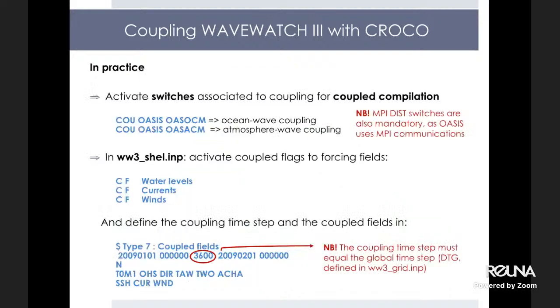In practice, how to couple WaveWatch with CROCO. So within WaveWatch, you need to activate some switches. It's the pre-compilation keys I talked about earlier. So you need to activate these different keys that are Oasis, and OASOCM or OASACM for the ocean wave or ocean atmosphere coupling. And you need to be in MPI. Then in the shell.inp, which is the name list for WaveWatch, you need to activate coupling with a flag, which is this C letter in front of water levels or current or winds, depending on what you want to couple.